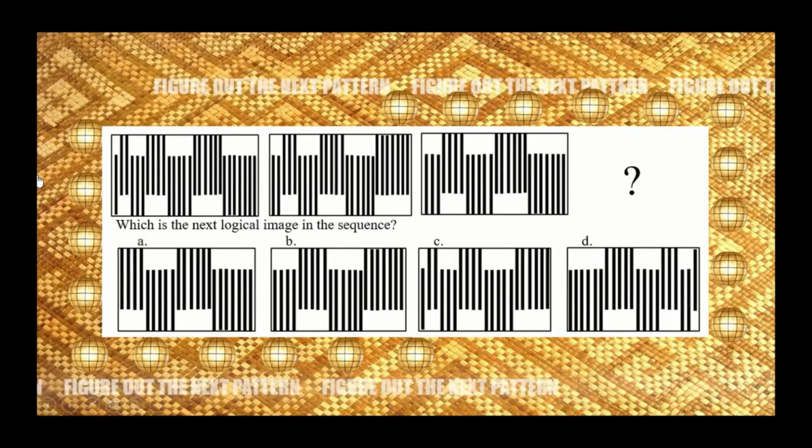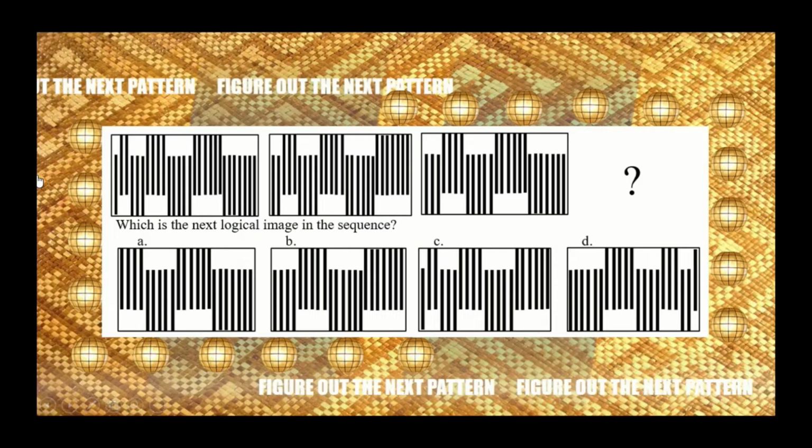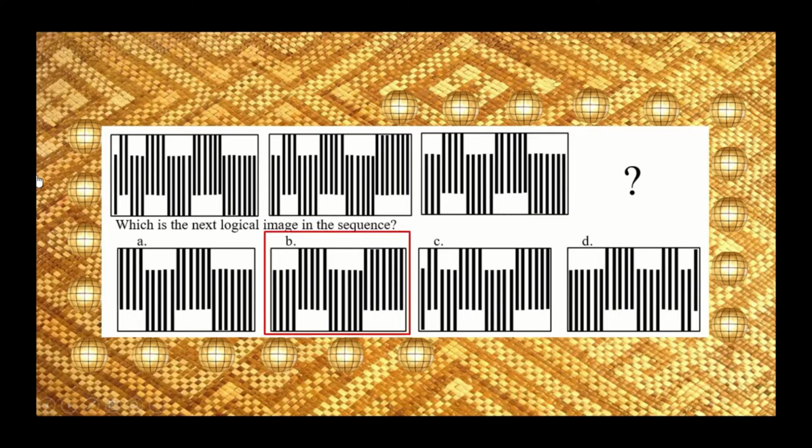Here's the first sequence. In the sequence, it contains lines and or groups of lines alternating and increasing in numbers. What do you think will be the next image in the sequence? And the answer is letter B. I hope you got it right. Let's proceed to the next sequence.